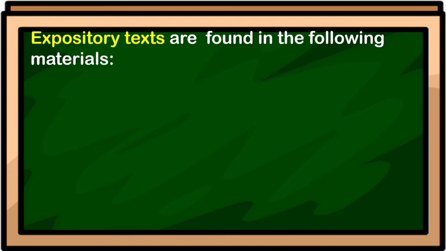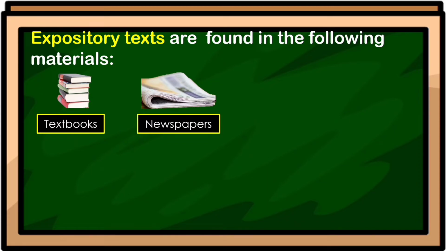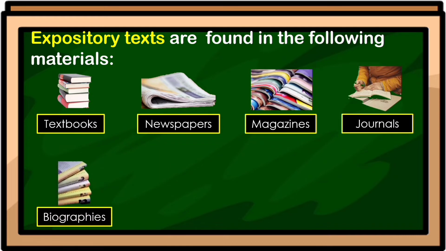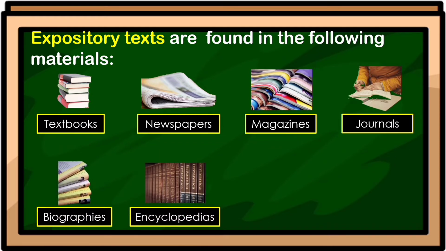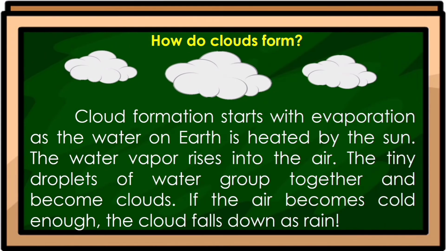So, expository texts are found in the following materials. Can be found in textbooks, newspapers, magazines, journals, biographies, encyclopedias, atlases, and other informative materials. Here is an example of an expository text. So how do clouds form?